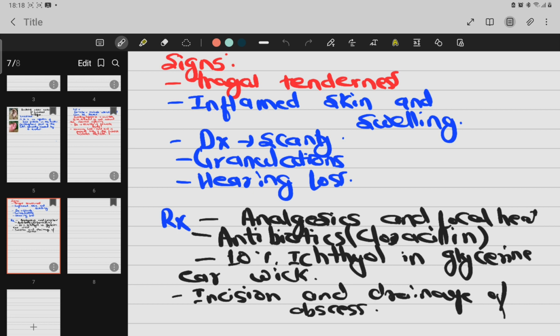In this way we have completed bacterial localized otitis externa.